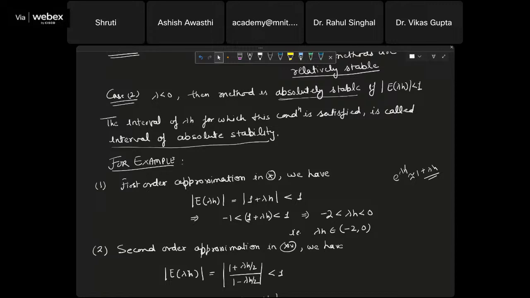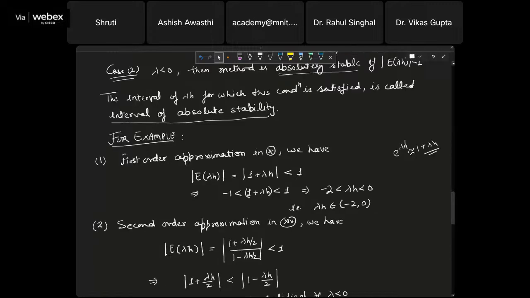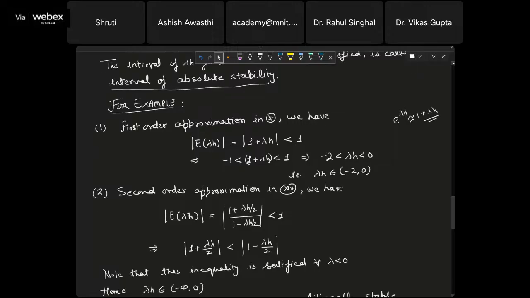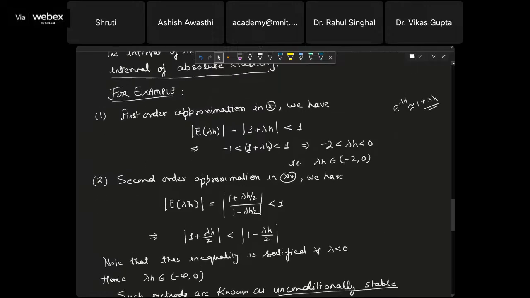For the second order approximation, which we considered earlier, this condition ends up with the fact that this method is going to be absolutely stable for lambda h belonging to minus infinity comma 0.